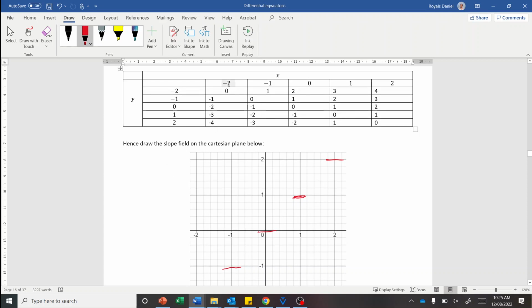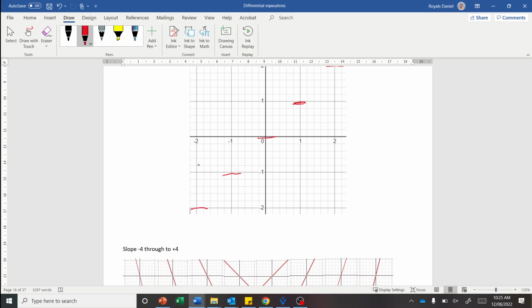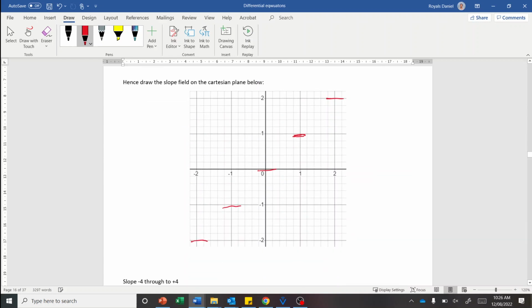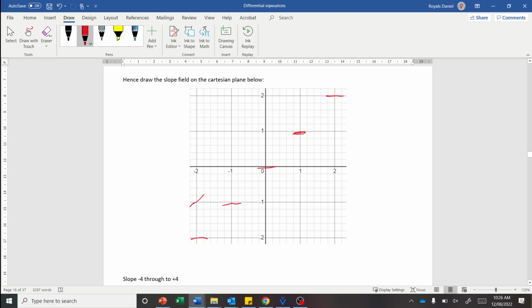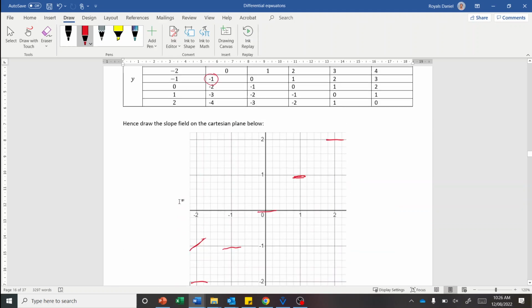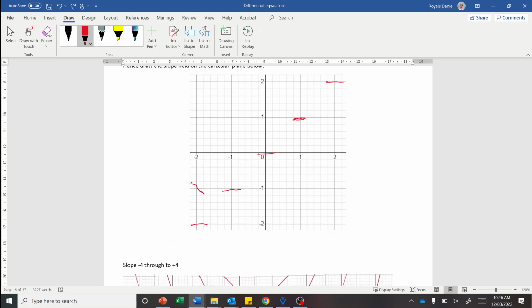Okay, now let's just go through the columns, I think. So we've got when x is minus 2 and y is minus 1. All right, so x is minus 2, y is minus 1. That's this point here. And the slope at that point is minus 1. Now, a slope of minus 1 is going to look like this. All right, and below there I've drawn a table with the slopes from minus 4 through to positive 4. Now we have a slope of minus 1. I did positive 1. Sorry, not having much luck here. There you go. There's a slope of minus 1.